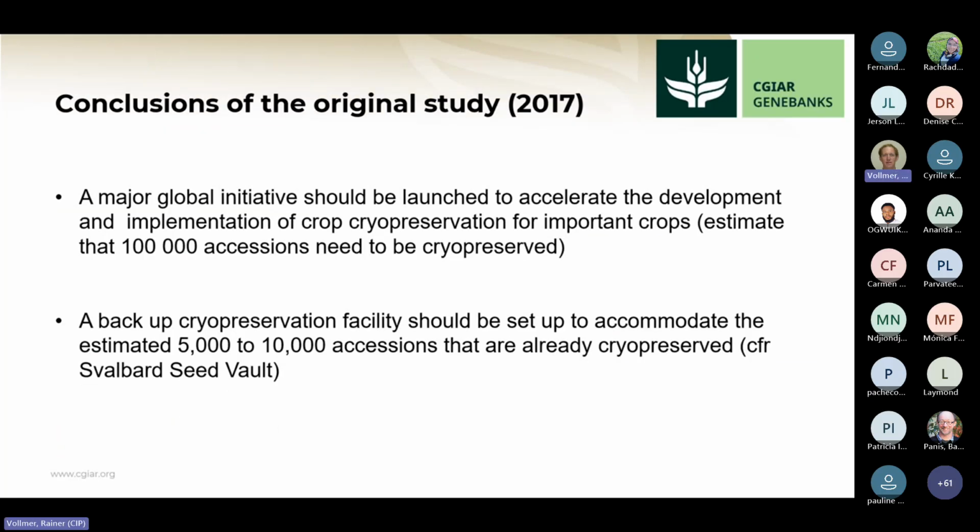So what were the conclusions of this study? The two principal conclusions were: a major global initiative should be launched to accelerate the development and implementation of crop cryopreservation for important crops. Also, it was estimated there are about 100,000 accessions that should be cryopreserved. And that cryopreservation should be used as a safety copy option for clonal crops, similar to what Svalbard is for seeds.